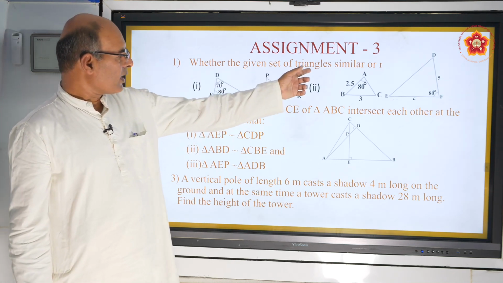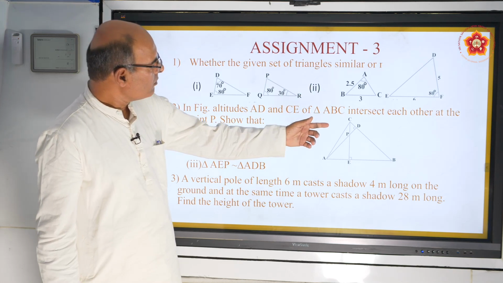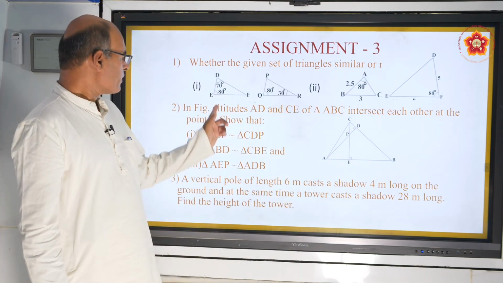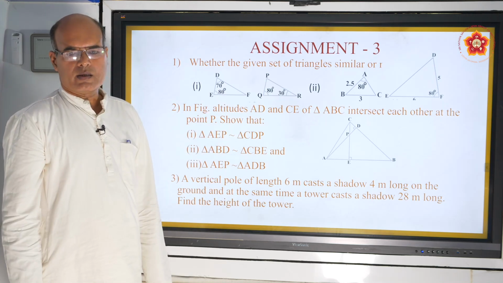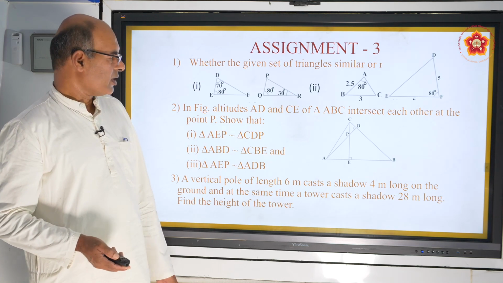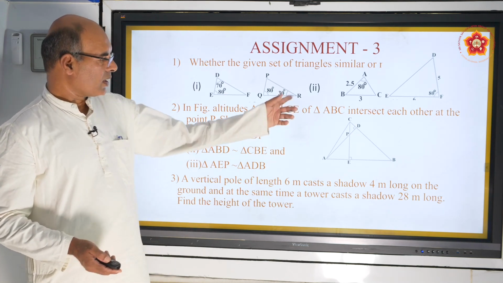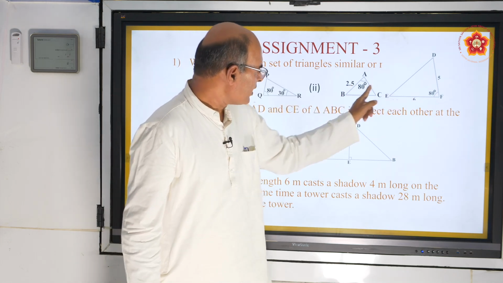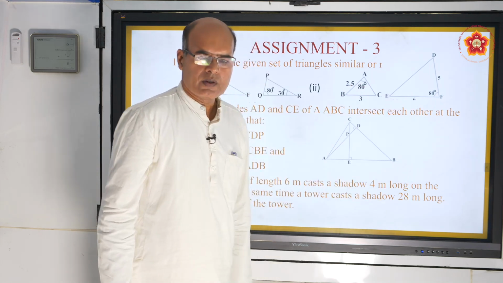First, whether the given set of triangles are similar or not. Observe carefully and apply any criterion if possible. Look at the ratios. This is 6 and this is 3. This is 6. This is 2.5. This is 5. 8 is here. Compare.